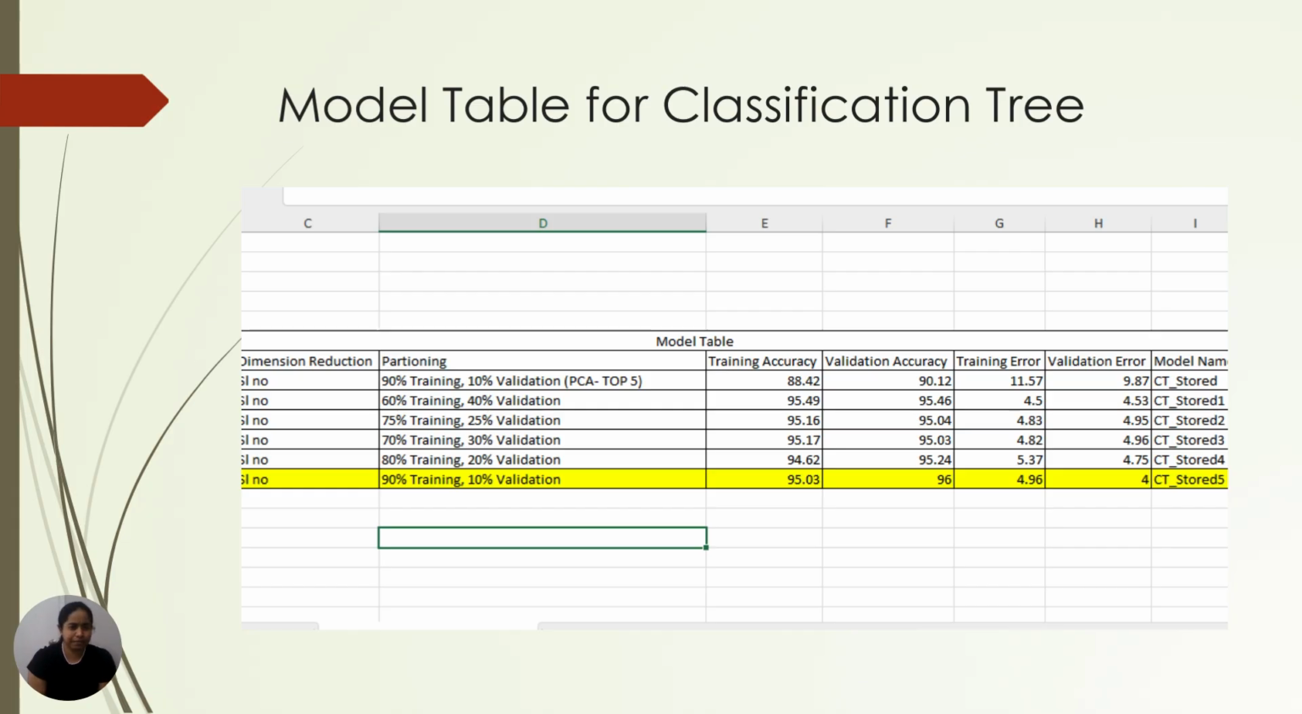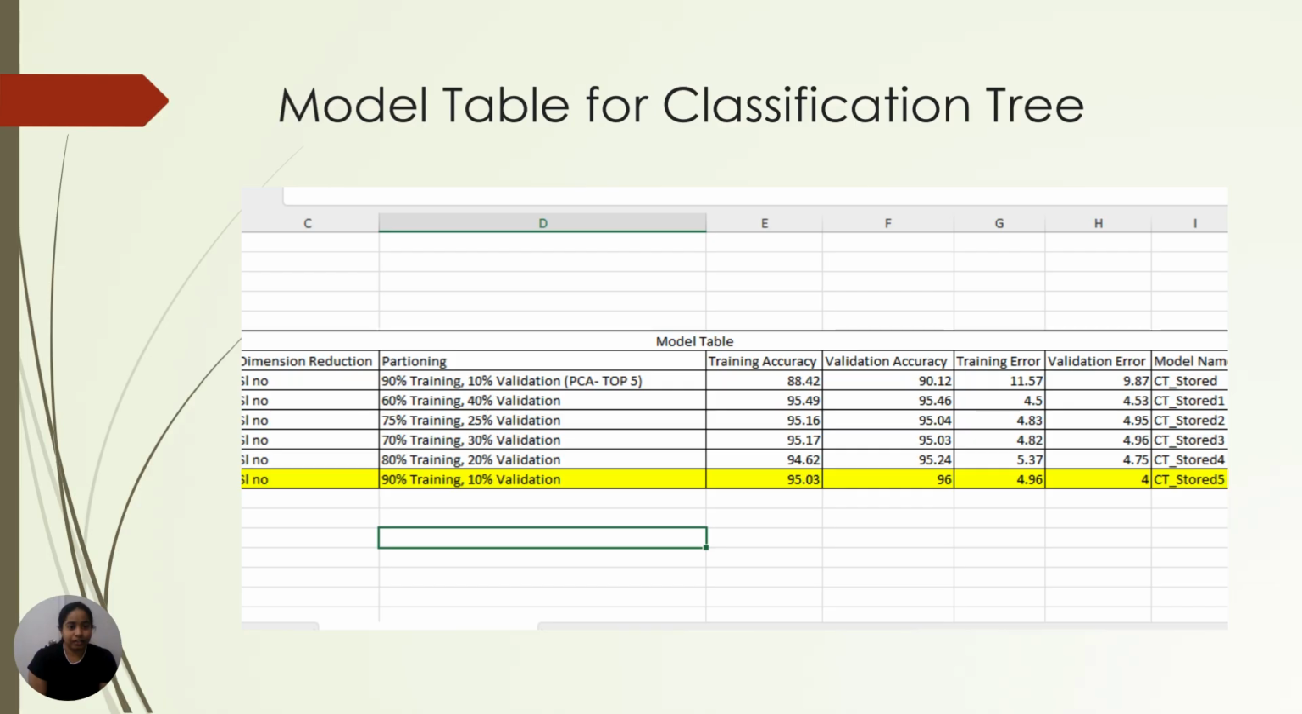If you go to the next slide, for the classification tree, here also we have created six models. One is with PCA and the rest are regular. The best model we got has an accuracy of 96%, which is also a regular one with 90% training and 10% validation, which is very effective. If it's above 90, it's very good.